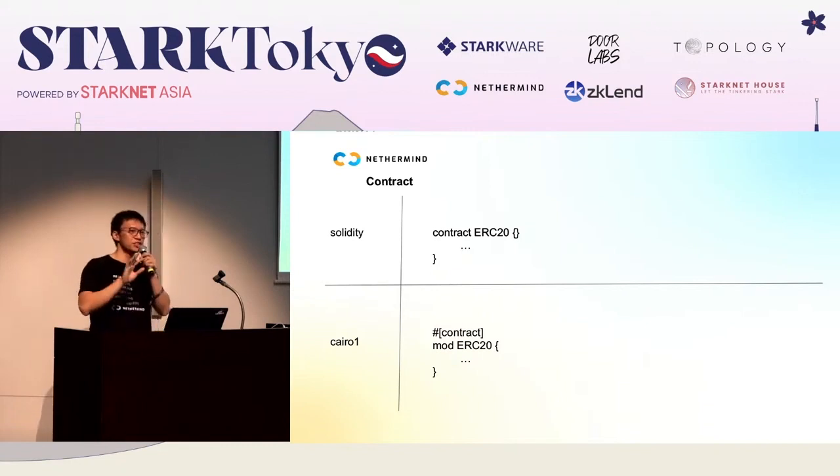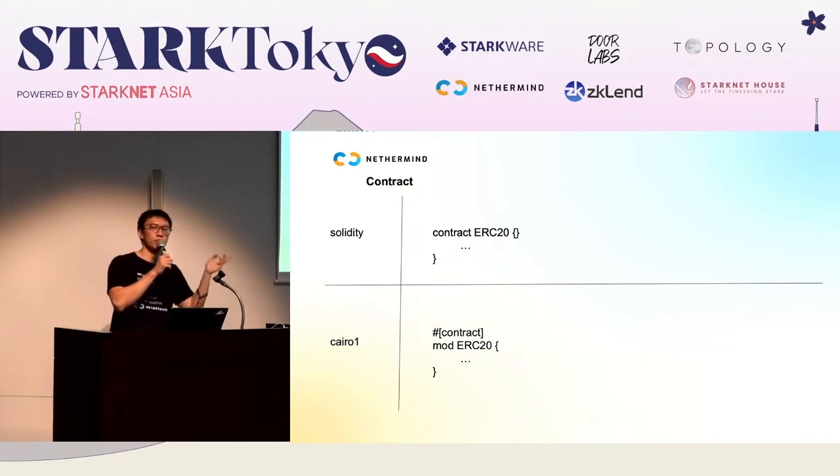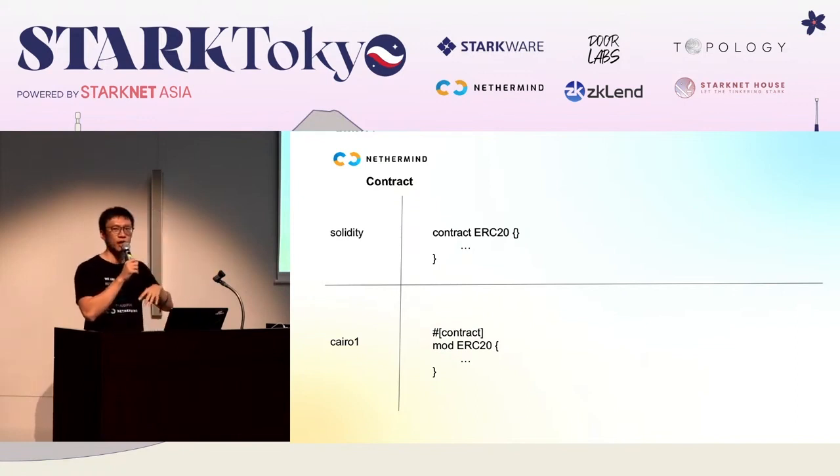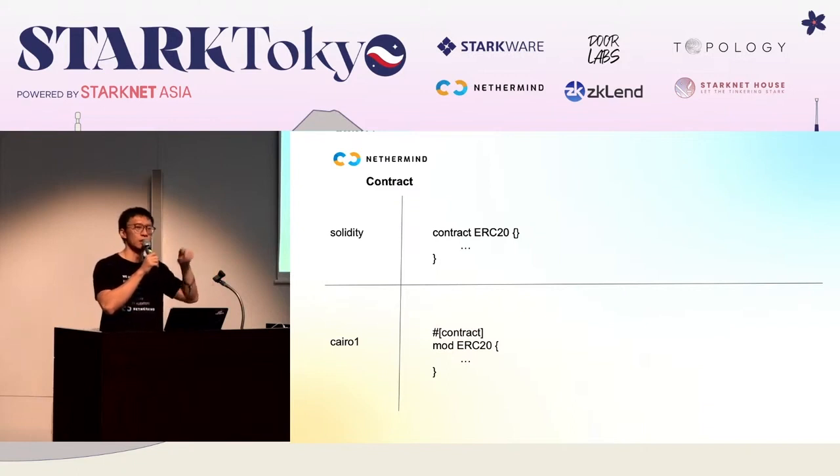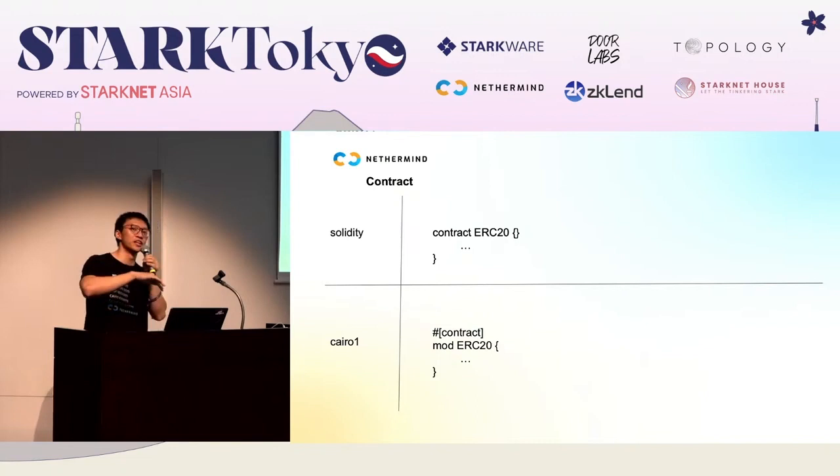So in Cairo1, it's not that much different. You just have to have mod, which stands for module, and the name of the contract. On top of that, you have a macro, because it's kind of like Rust: a hash and the square bracket contract. And that's how you put all your logic and your methods in the body.